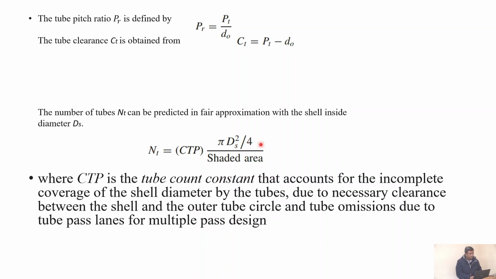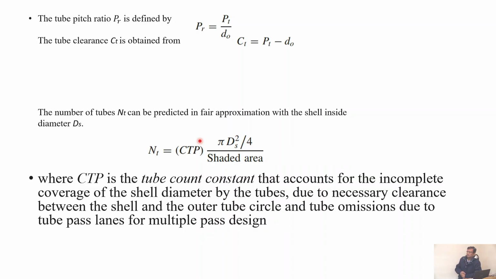So there is a pi ds squared by 4. Pi ds squared by 4 is like you take the entire shell and you take a cross section. So that's the shell area. And there is a shaded area which we will come to in 1 minute. And CTP is a tube count constant.